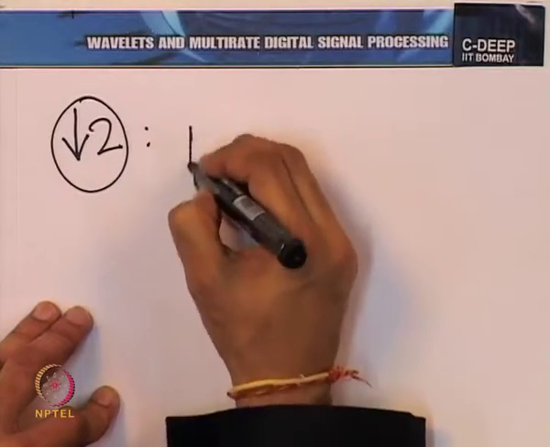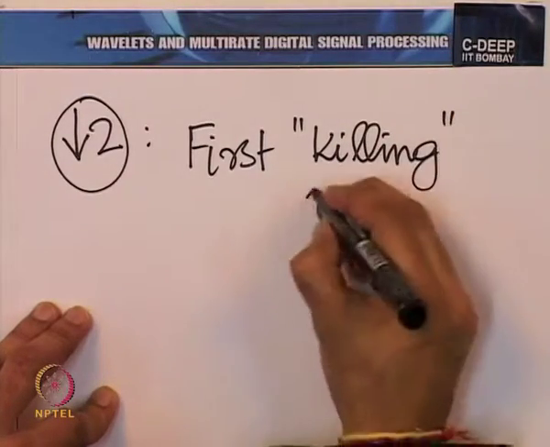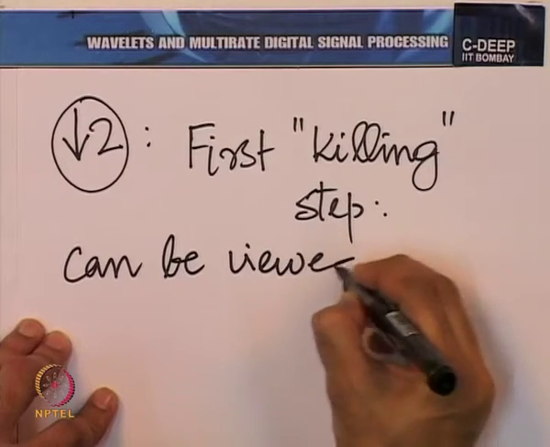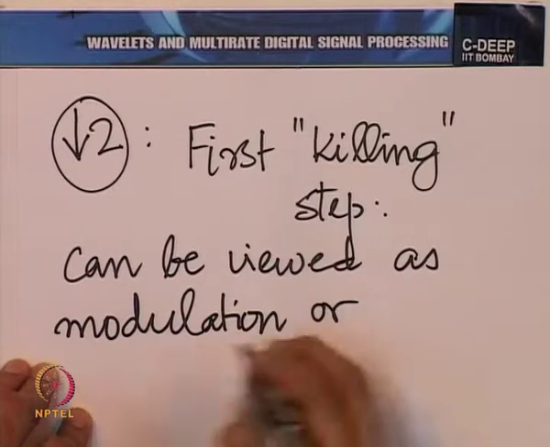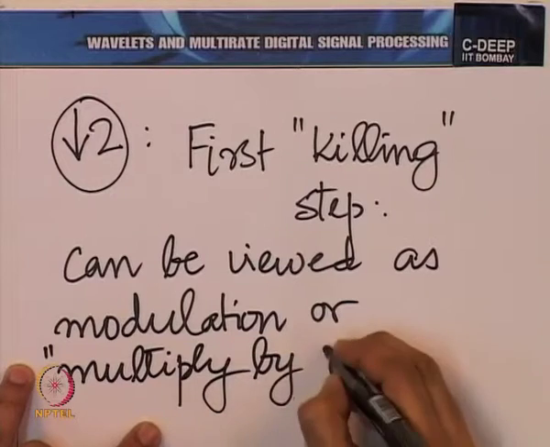So, here we are. When we wish to downsample by a factor of 2, what we are saying in effect is we are killing every other sample. And how do we kill? One way to kill is to multiply by a killing sequence, so to speak. So, when we consider downsampling by a factor of 2, the first killing step can be viewed as a modulation step, or multiplication by another sequence, by a killing sequence, let us call it.